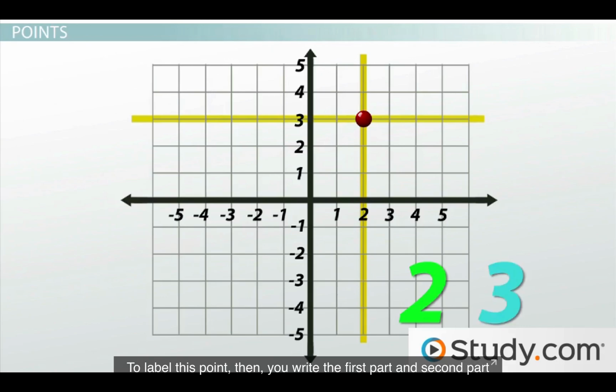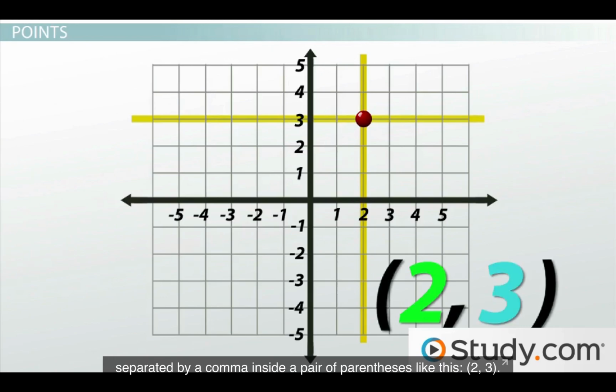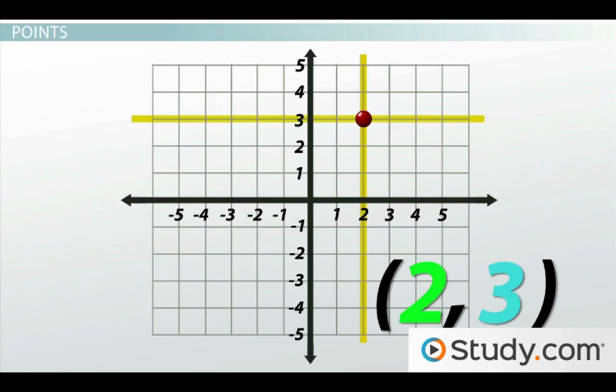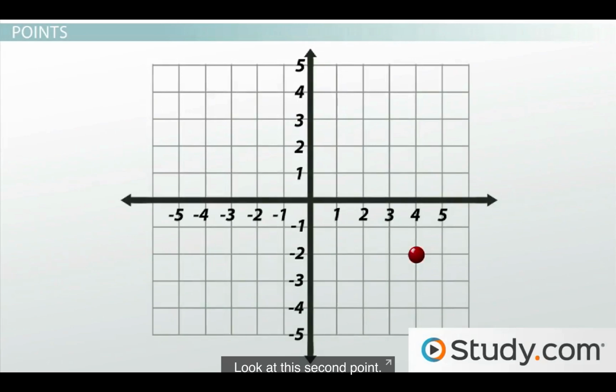To label this point, then, you write the first part and the second part separated by a comma inside a pair of parentheses like this. Look at this second point. Try labeling this one on your own. Where does the imaginary vertical line cross the x-axis? What about the imaginary horizontal line?